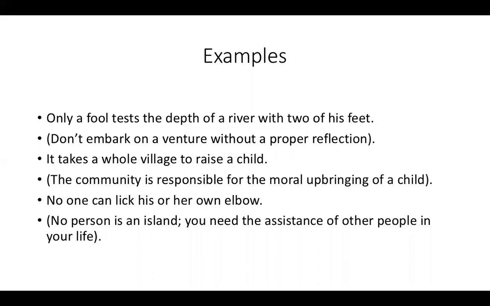Now, the difference is that for a proverb, the literal meaning is also very good. You can interpret a proverb literally, and you can also interpret it non-literally. So that's one major difference between a proverb and a metaphor. For metaphors, you don't interpret them literally.